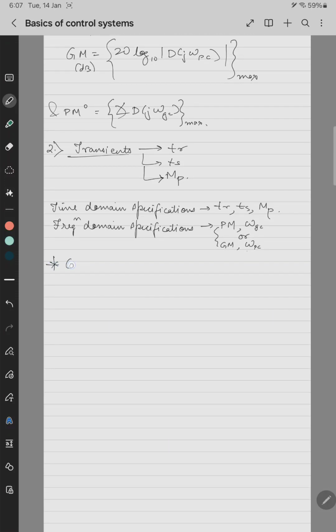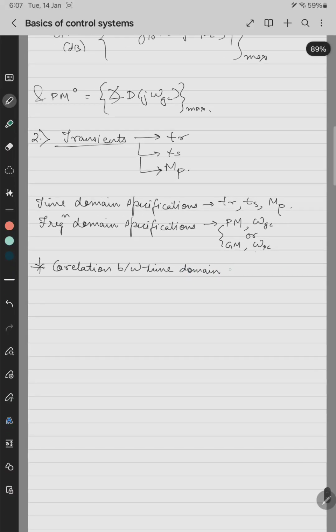So I'll write correlation between time domain and frequency domain parameters, specifications. We'll see how to correlate each other. The values of Kp and Ki will be the same in both cases, but given the controller is designed using different design approaches, what is the correlation between their respective specifications or parameters?